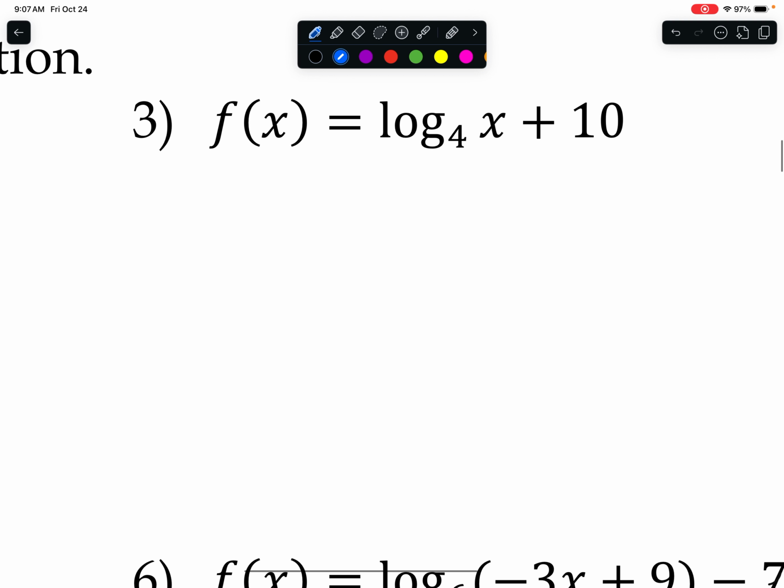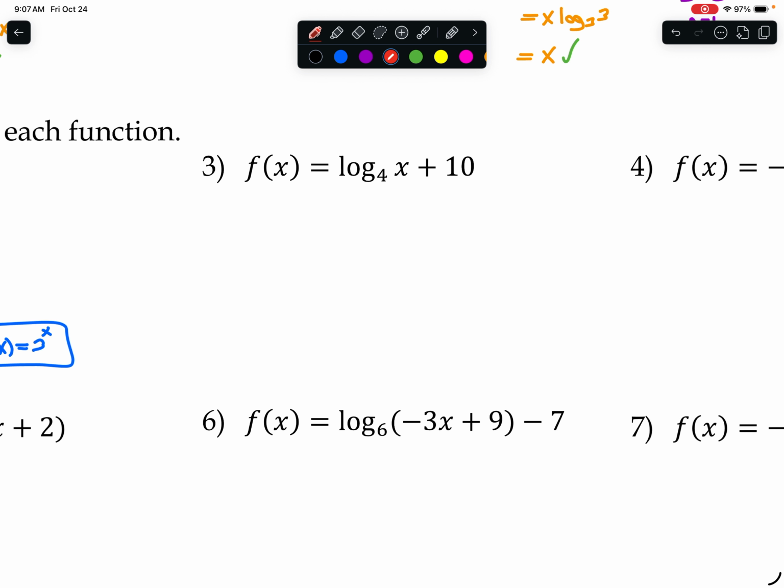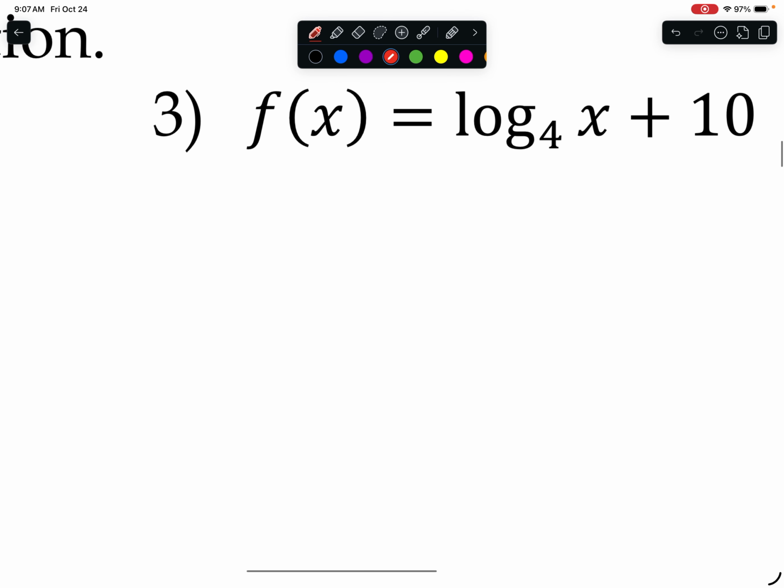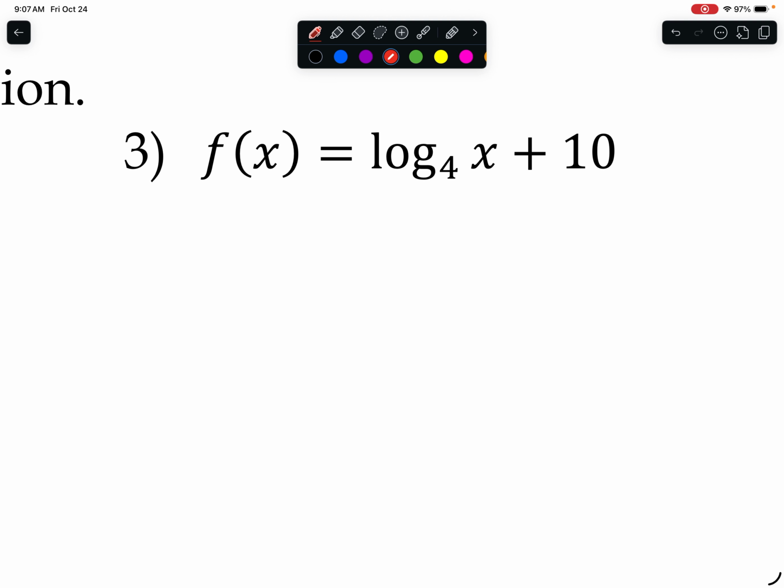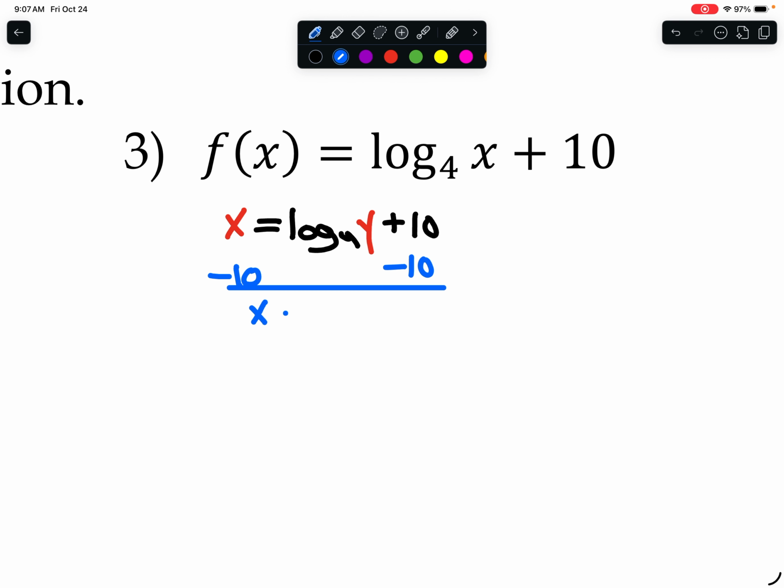Okay, so looking at the next one. Well, that's number 3. Oh yeah, I thought we started on number 1. Anyways, so I'm going to start by rewriting as y equals, but I'm going to go ahead and do the inverse. So I'm going to rewrite it as x equals log base 4 of y plus 10, and I'm going to solve for y. So I'm going to subtract 10 on both sides. So we've got x minus 10 equals log base 4 of y.